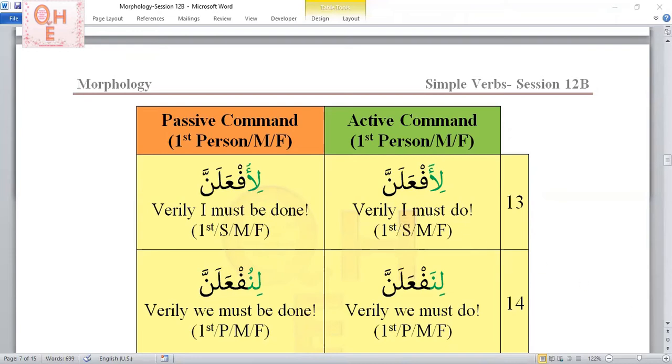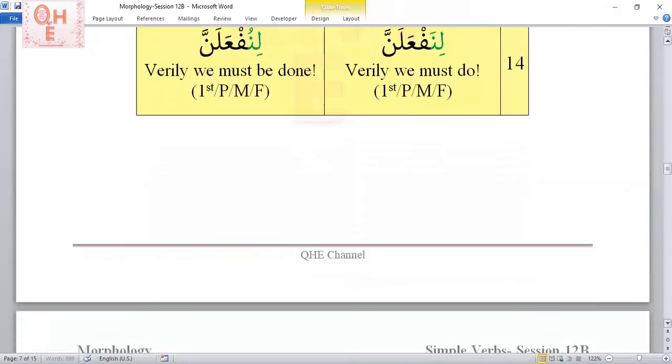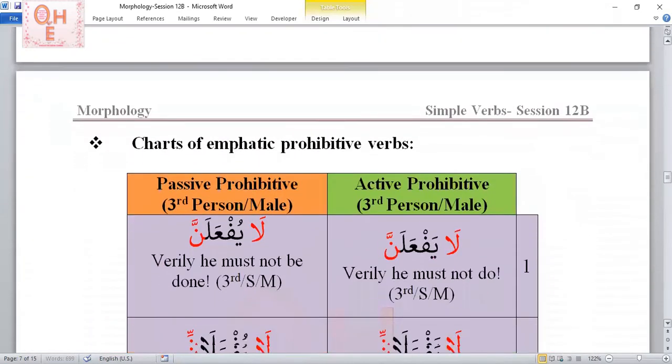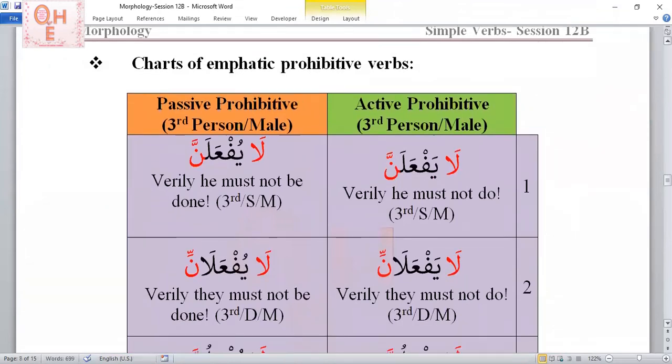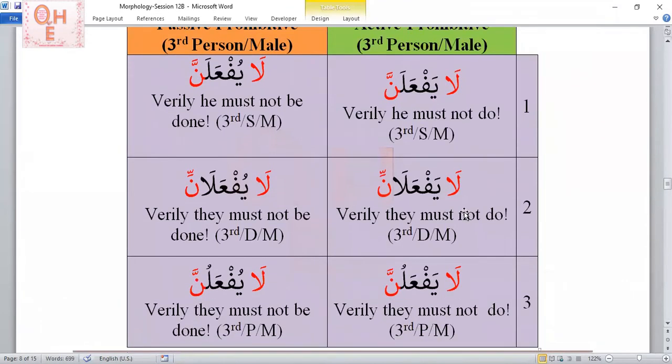Now let's look into the charts for emphatic prohibitive verbs, inshallah. Again, our first chart is regarding third person male. The first word for the active, la yaf'alanna.